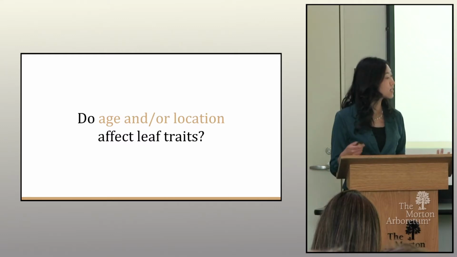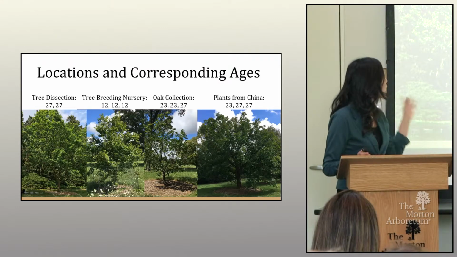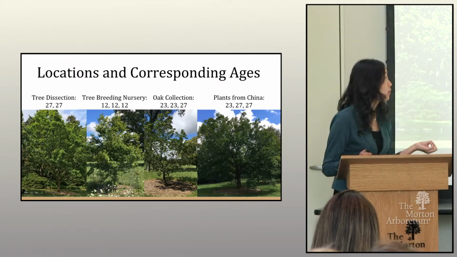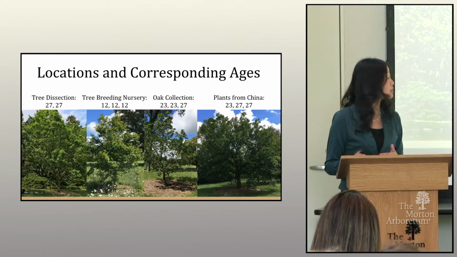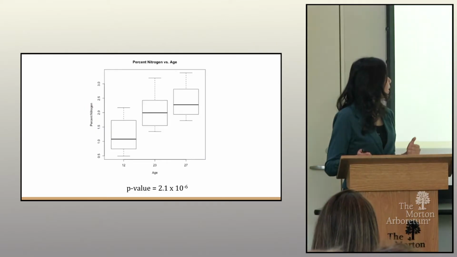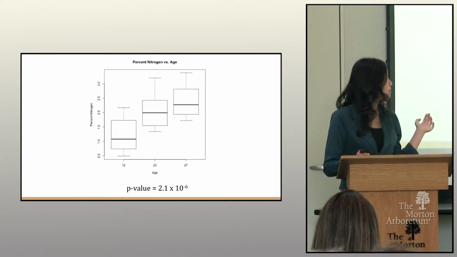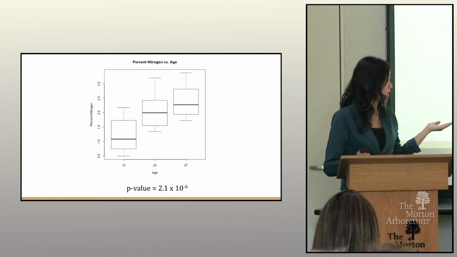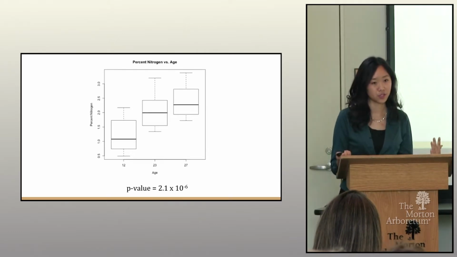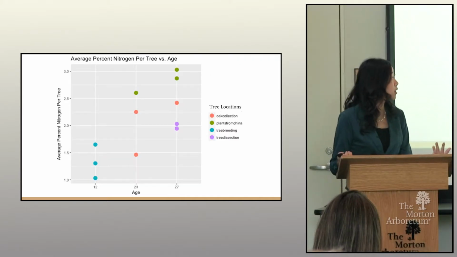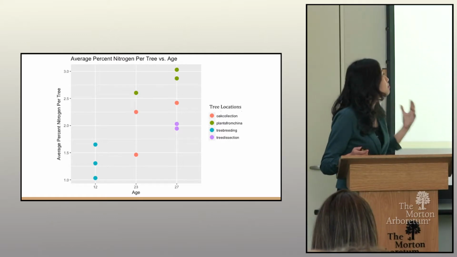Does age affect leaf traits? For 2 of my collections, all of the trees were the same age. So for my result, I can't say for sure that it's just age that's affecting what I'm testing. But if you look here, it seems like there's a very strong positive correlation between percent nitrogen and age, and there's a significant p-value. So just looking at this information, you would think that there is a relationship between percent nitrogen and age. But when you add location into that analysis, you can see that there might be other factors that are affecting it.